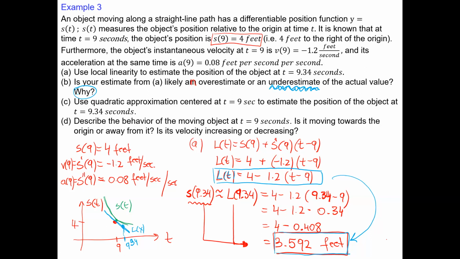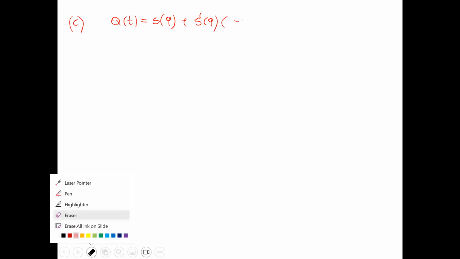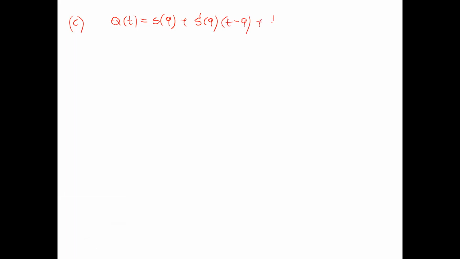Okay, part C. Use quadratic approximation centered at 9 and estimate the same, 9.34. I will change the slide for part C, and let's write the quadratic. First of all, quadratic: S at 9 plus S prime at 9 times t minus 9, plus 1/2 second derivative at 9 times t minus 9 squared. And this part is the linearization. We know that.